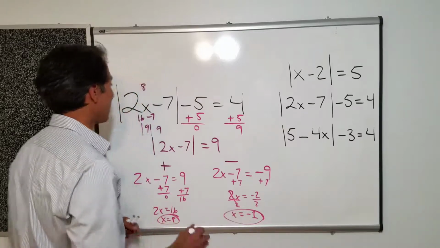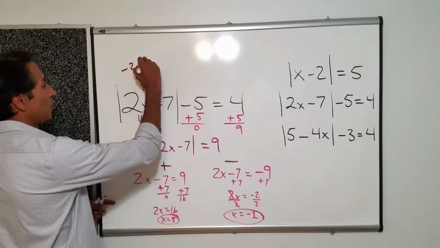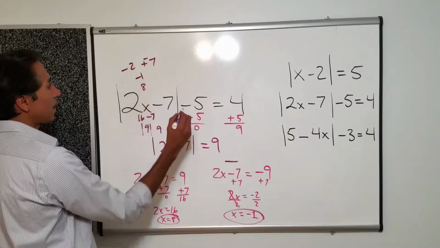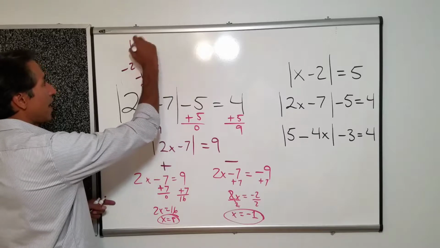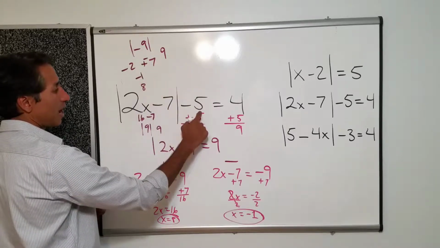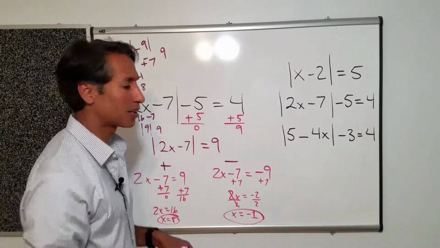Let's try -1. -1 times 2 is -2 minus 7. -2 plus -7 is -9. Absolute value of -9 is 9. 9 minus 5 is 4. So it looks like that one's going to work as well.